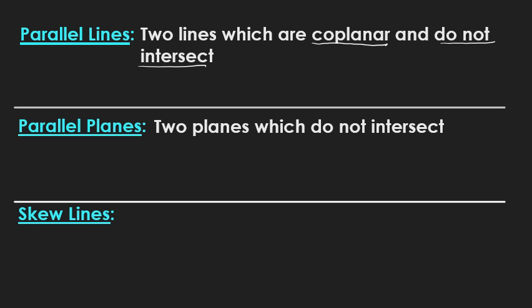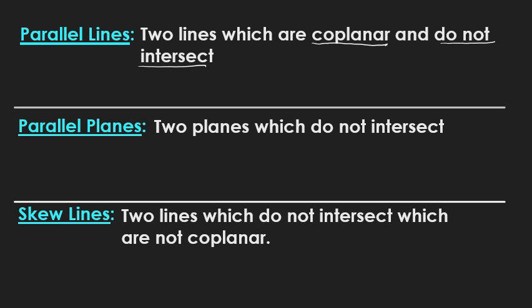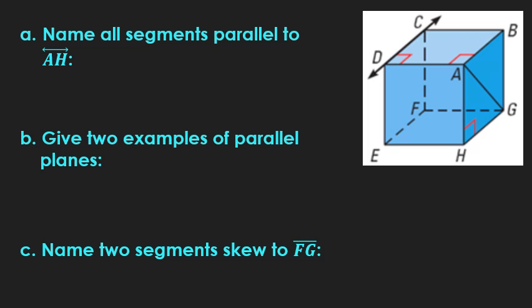We also have skew lines, and skew lines will be two lines which do not intersect, but they are not coplanar. So skew lines are not parallel because they actually lie in separate planes, but they also never intersect. So the best example that we can use to model these is a picture of a cube.